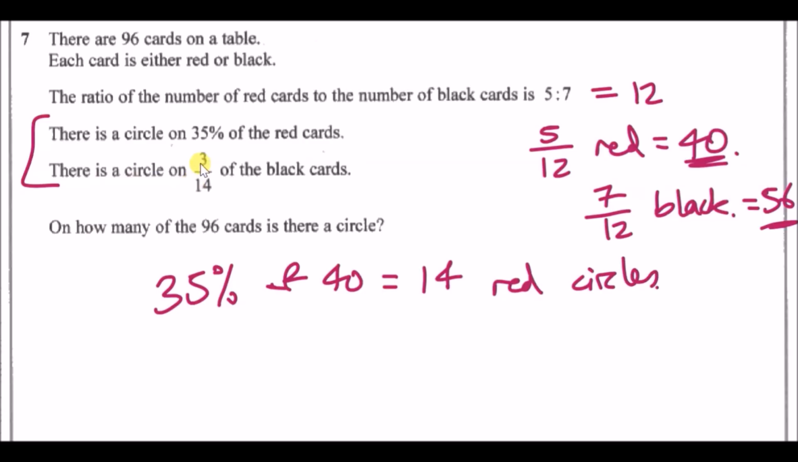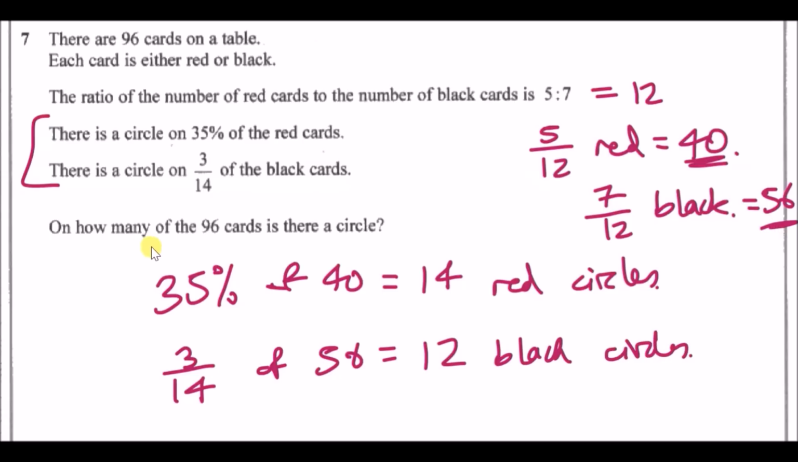There is a circle on 3/14 of black cards. So again, we do the same thing. So 3/14 of the black cards, we know there are 56 black cards. So in your calculator, 3/14 of 56, you can do it mentally, but don't bother. You get 12 black circles.